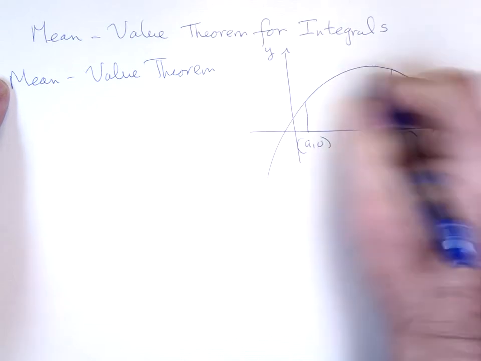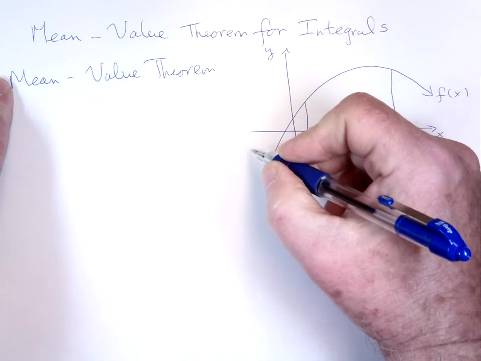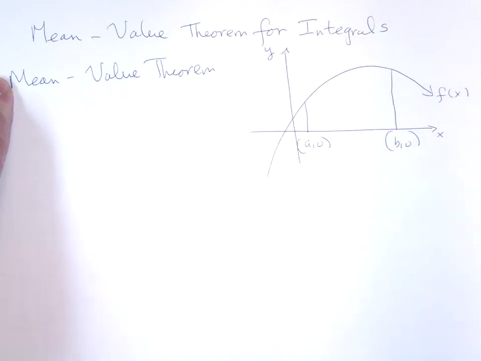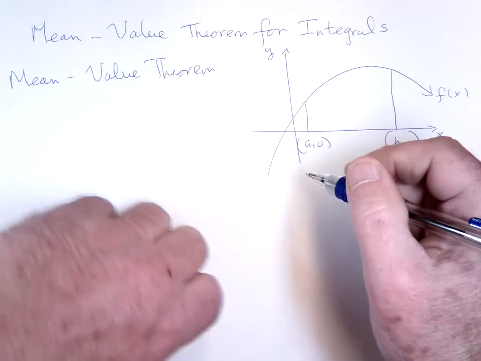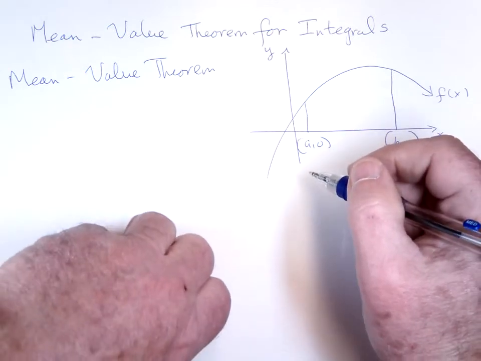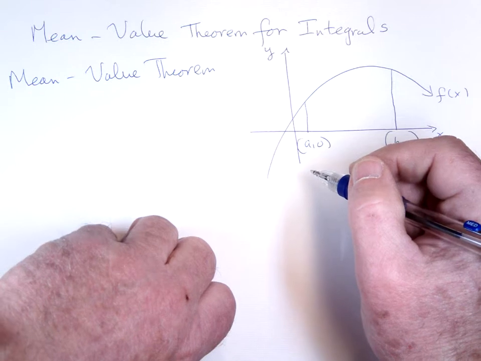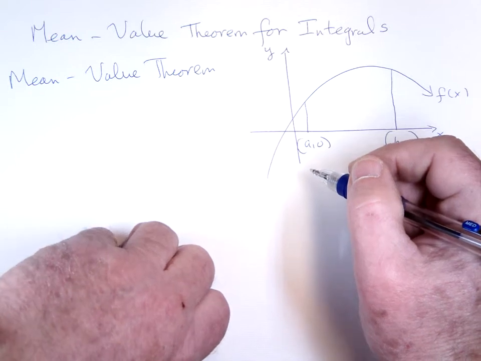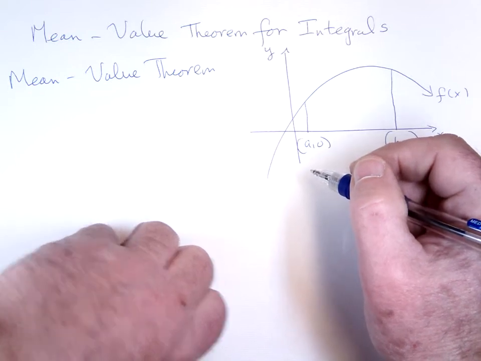And this function was continuous and differentiable on the interval. In other words, there were no breaks in that curve. The derivative existed. Does anybody remember what the mean value theorem said back in Calc 1? It had something to do with the tangent line, no? Yes, it did.